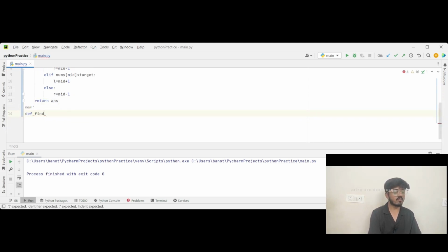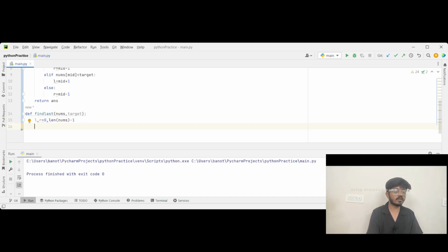value. Find last. I am defining find last by passing the nums, comma, target values. Then again we have to do the same thing: left equals 0, and right, so again we take the same values, left comma right. Initial values are 0 and len of nums minus 1. Why len of nums minus 1? Because otherwise I could go out of range.